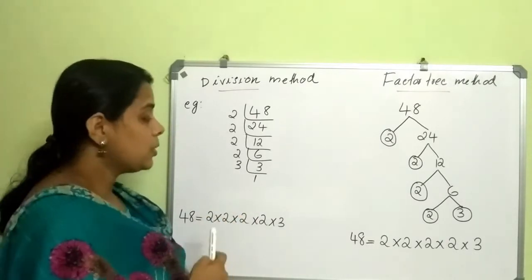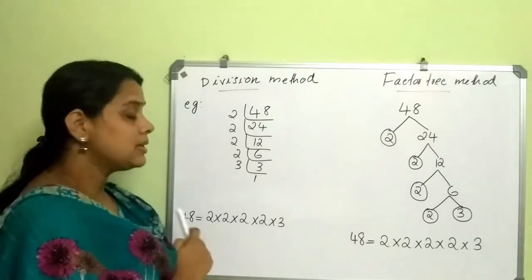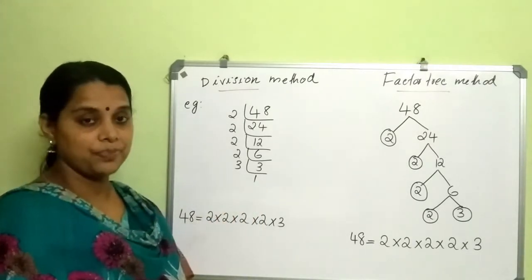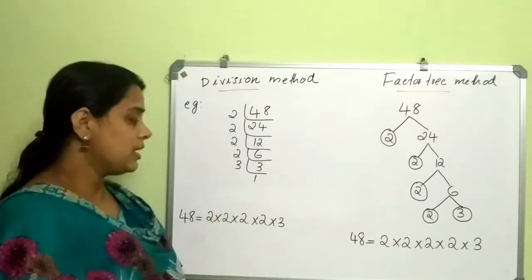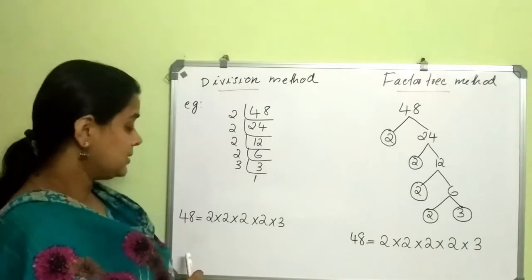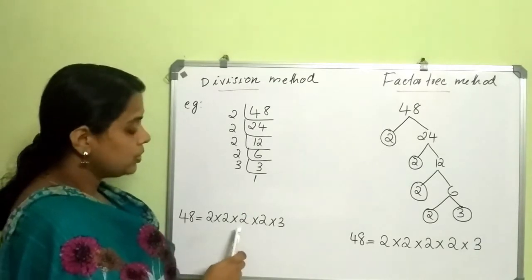3 is also a prime number, so we can divide 3 by 3 only. We will get the quotient 1. Till we get the quotient 1, we need to continue the division. So we can write 48 as 2 into 2 into 2 into 2 into 3.